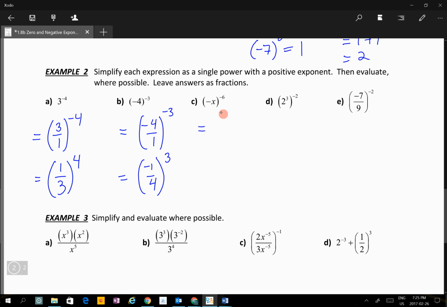Same idea for the next one. Negative x is a fraction, negative x over 1. Everything's to the power of negative 6. Take the reciprocal, so it's negative 1 over x. Change the exponent to a positive.